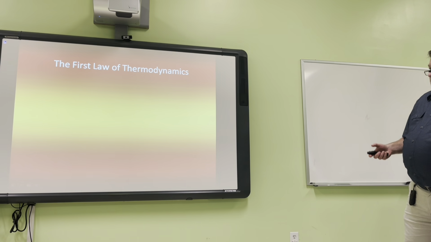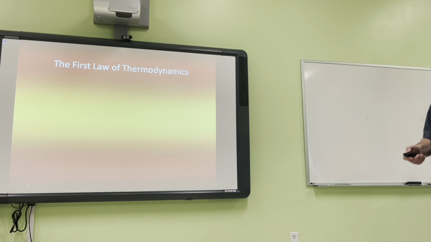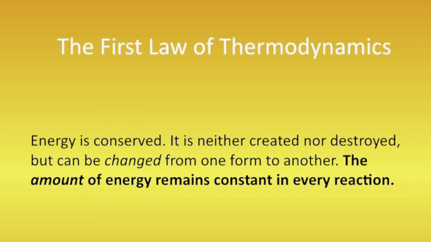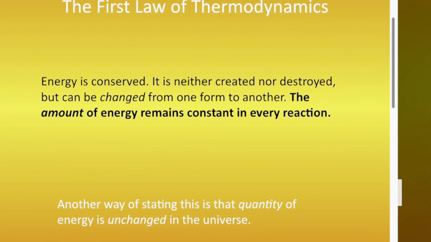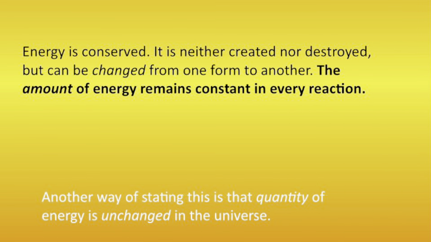So just like matter, we've got some laws that govern the movement of energy in the universe. And there's actually two of them. The first one's called the first law of thermodynamics, and it looks very much like the one for matter. Energy is conserved. It's neither created nor destroyed. You can change it from one form to another, but in every reaction, the amount of energy is going to remain constant. So another way of saying that is the quantity or the amount of energy is unchanged in the universe.